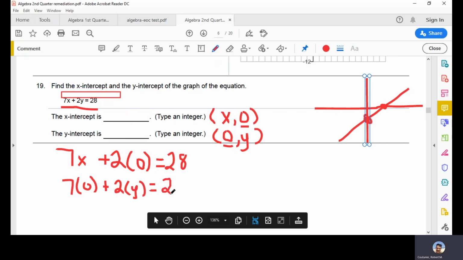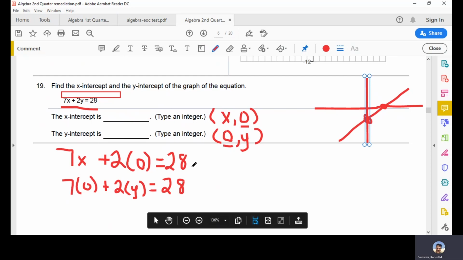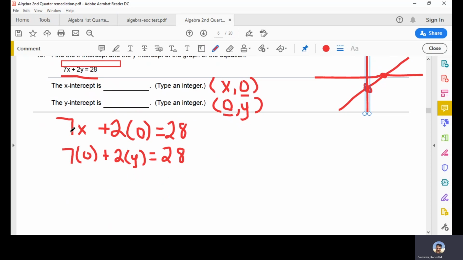And then you solve for your remaining variable. Okay, not very hard. Evaluate, move the constants, and then we divide to get our final answer. I know you guys can do that.